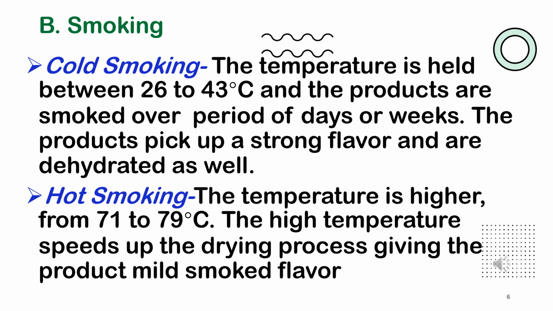Cold smoking. The temperature is held between 26 to 43 degrees Celsius and the products are smoked over a period of days or weeks. The products pick up a strong flavor and are dehydrated as well. Hot smoking. The temperature is higher, from 71 to 79 degrees Celsius. The high temperature speeds up the drying process, giving the product a mild smoked flavor.